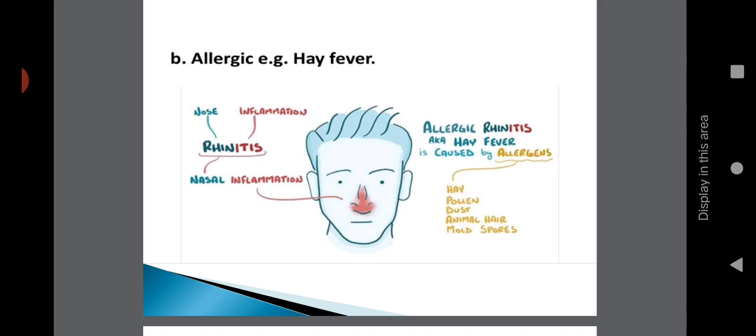Here in the description they have mentioned rhinitis is mainly nasal inflammation. You can see it in the picture. Allergic rhinitis, also known as hay fever, is caused by allergens, and they have mentioned hay. Do you understand what is hay? It is the grass you can see in a rice field. That is called hay. Then pollen, dust, animal hair, mold spores.